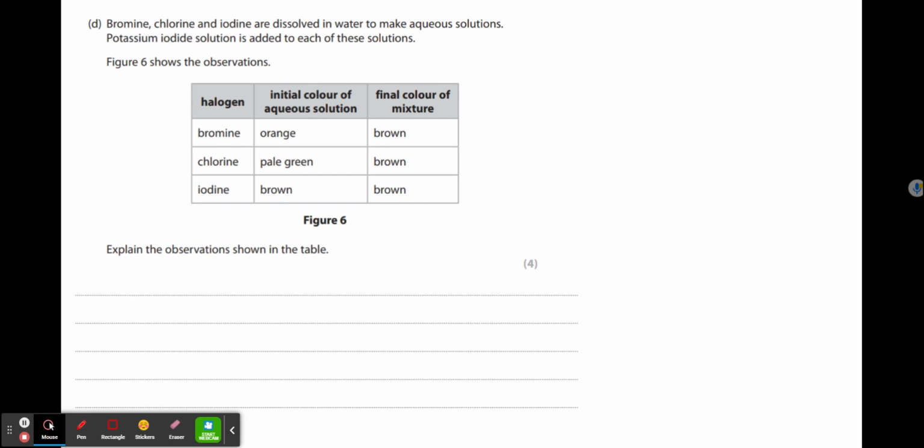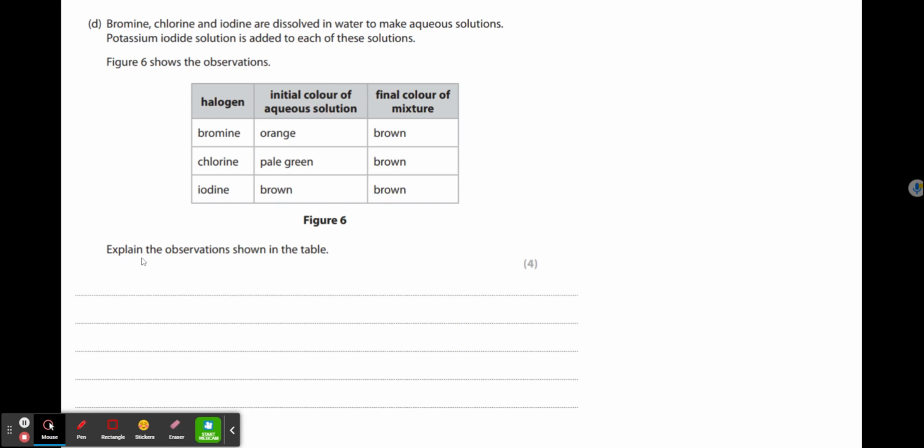So we've got the halogen bromine. It's orange to begin with, and it turns brown. We've got chlorine, which is pale green to begin with, and it turns brown. And iodine, which is brown to begin with, and it remains brown. So on adding potassium iodide, we're looking really here at the fact that bromine and chlorine have changed colour, whereas iodine has stayed the same.